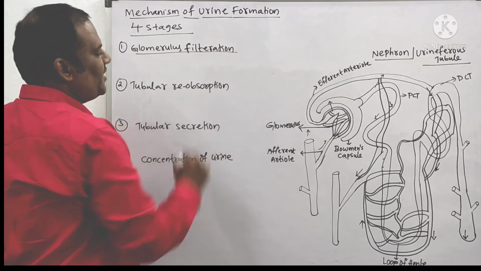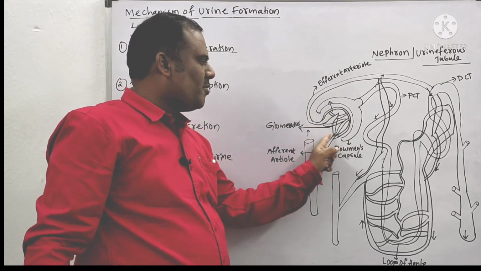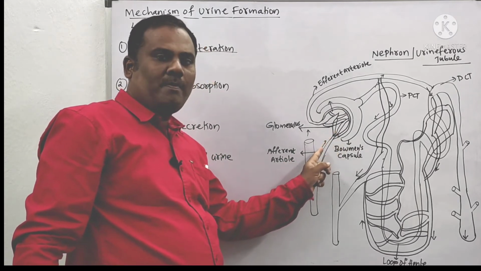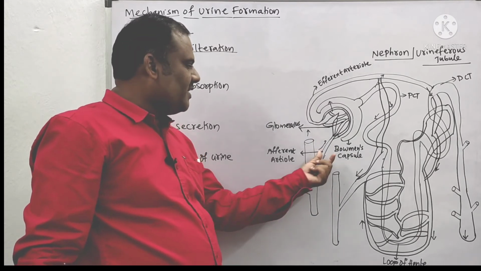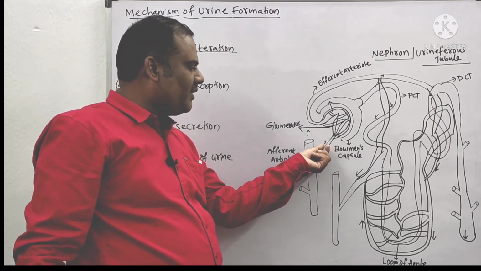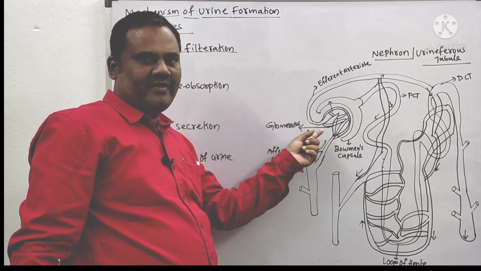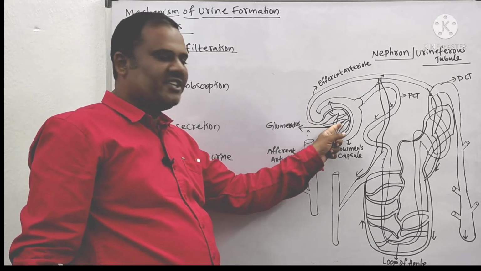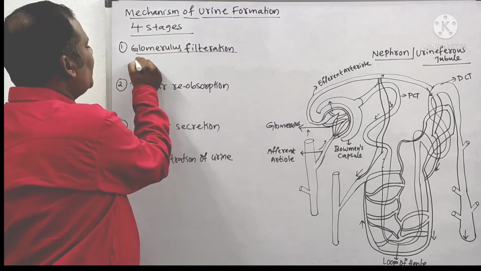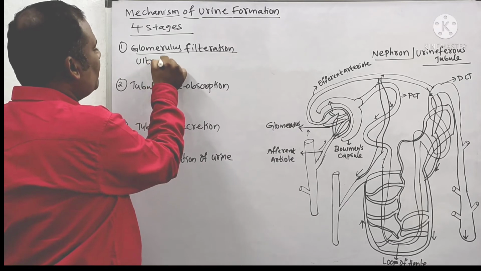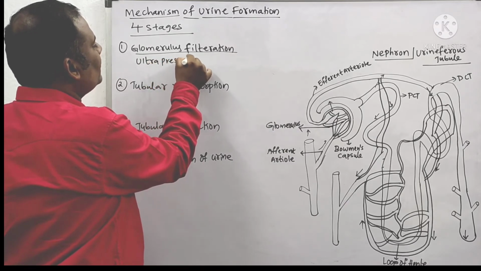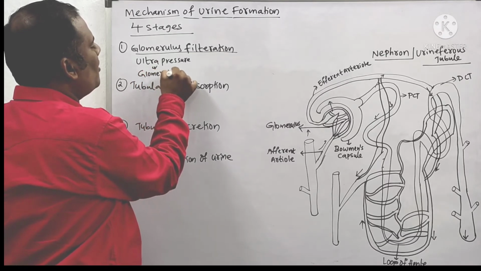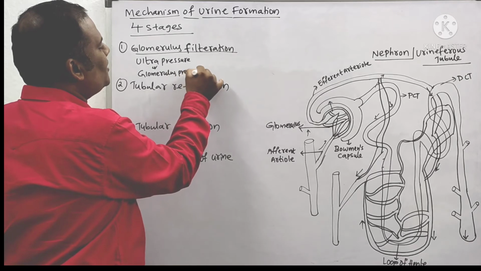First, glomerulus filtration. You see that this is a glomerulus, and the afferent arteriole is taking impure blood into this glomerulus. The efferent arteriole's diameter is narrow, as we discussed previously, whereas the afferent arteriole's diameter is more. So that's why pressure develops. That pressure is called ultra pressure, or else glomerulus pressure. And due to this pressure, what happened?